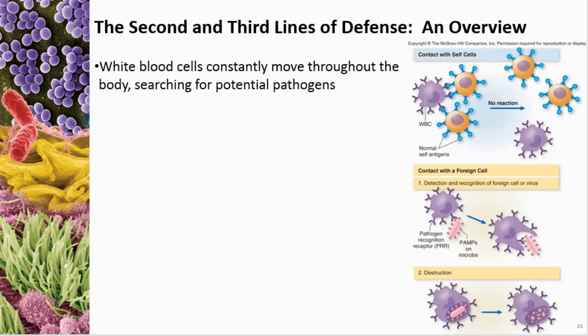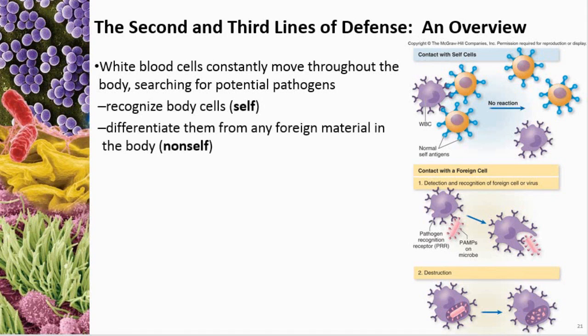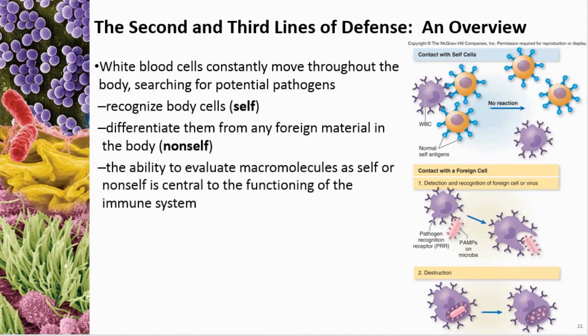So white blood cells are constantly moving throughout the body, both in the blood as well as in the tissues, because we have all kinds of resident white blood cells. So they have the ability, when functioning properly at least, to recognize the body's own cells, which we call self, as well as non-self, foreign things. And the way they do this, they don't walk around looking for people they recognize or cells. It's all by chemical reaction.